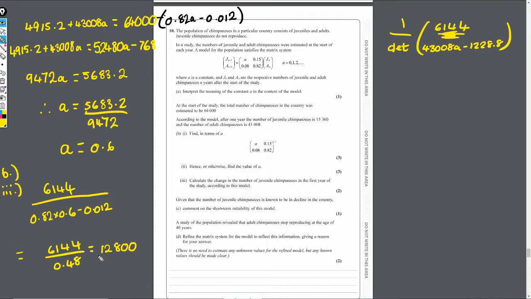So we started with 12,800. The next year there was 15,360. So how do we work out the increase? Oh, we're just going to subtract them, right? Nice and easy.